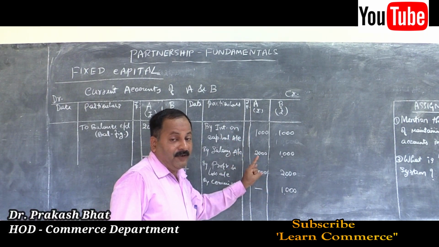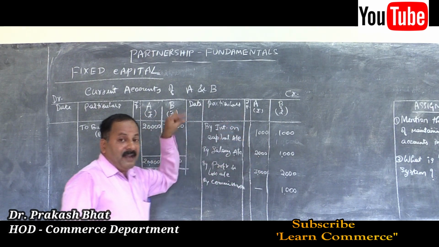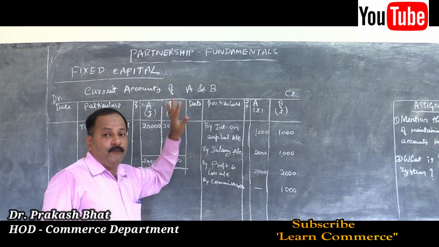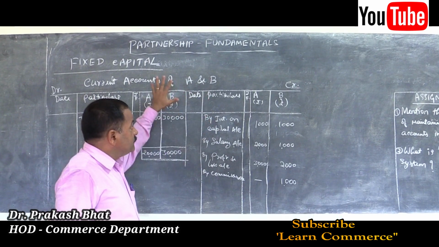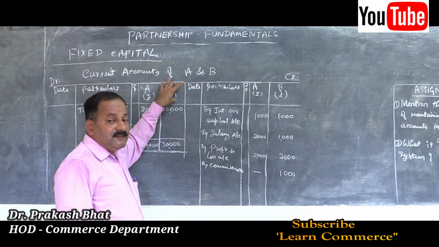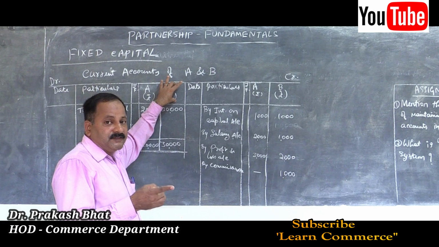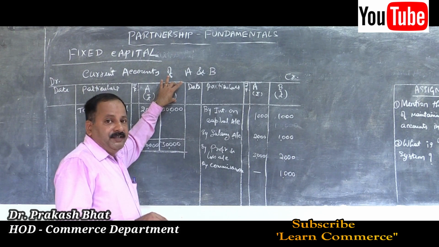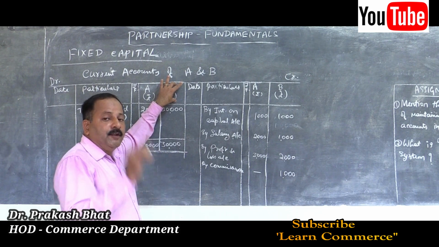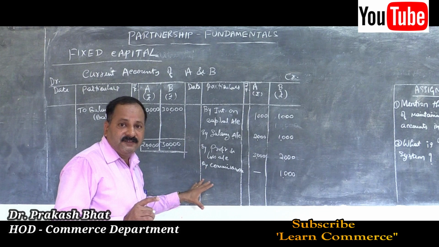These are the imaginary items and imaginary figures I took. Because, very important friends, they will ask you a practical oriented question of 5 marks in the examination. This is one of the practical oriented questions. They will ask you: prepare current accounts of two partners under fixed capital system. They will ask you a question like this. Then you have to prepare the account like this.